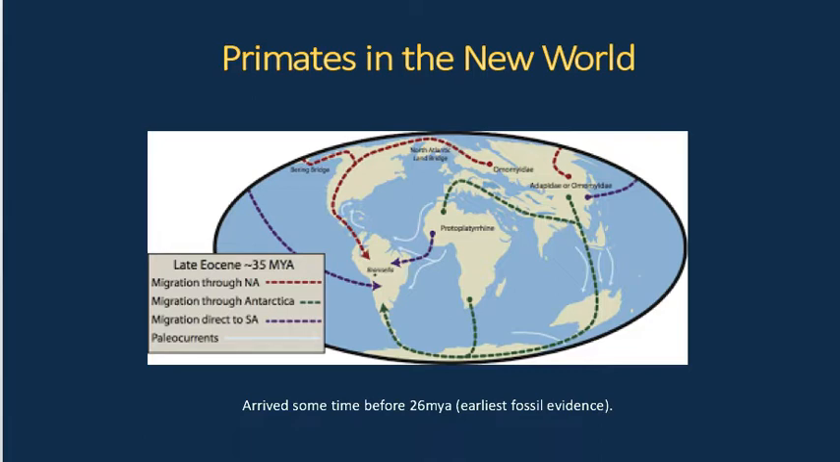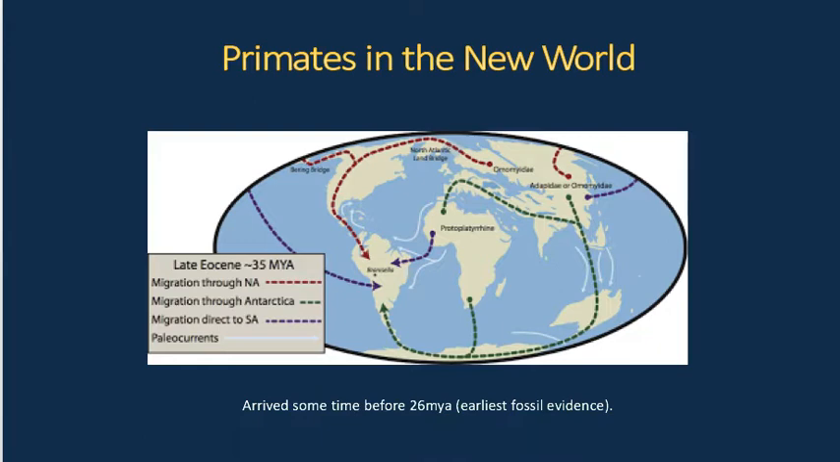What has been speculated with New World monkeys is that they originated in Africa. They do seem to have originated in Africa. The fossil evidence supports that idea. The most likely scenario is that one of these vegetation rafts carried some of these monkeys across the Atlantic Ocean, and that is how they arrived in the New World.